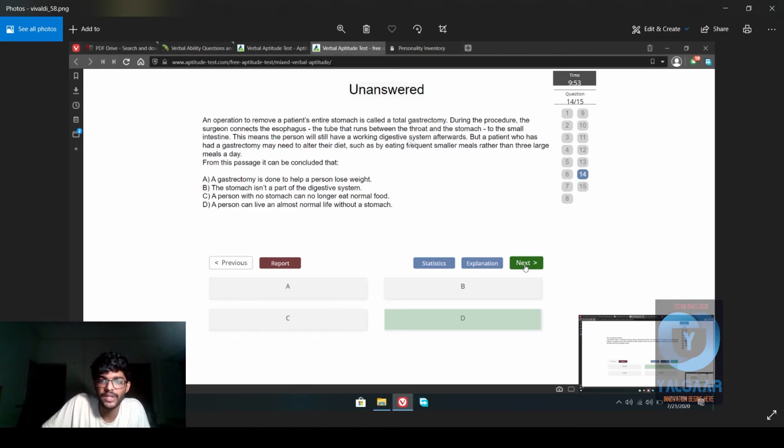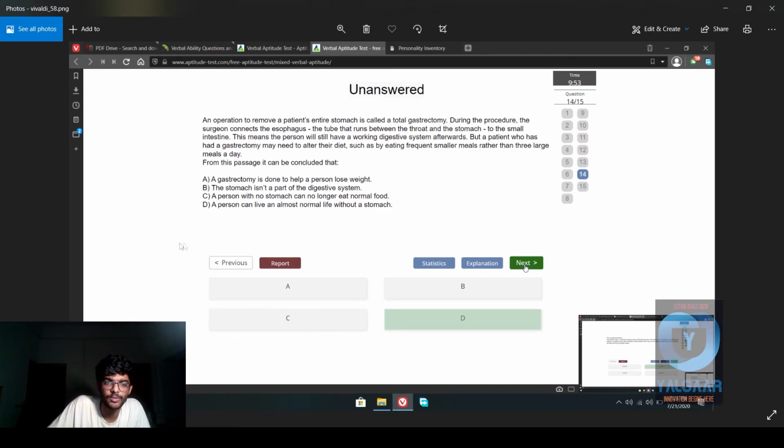So this means we'll have a working digestive system afterwards, but who has had may need to alter their diet, such as eating smaller meals than 3 large. So that means it is not done to help a person lose weight. It is not a part of the digestive system. That is also wrong. Person with no stomach can no longer eat normal food. This makes no sense. Actually, technically that is true.